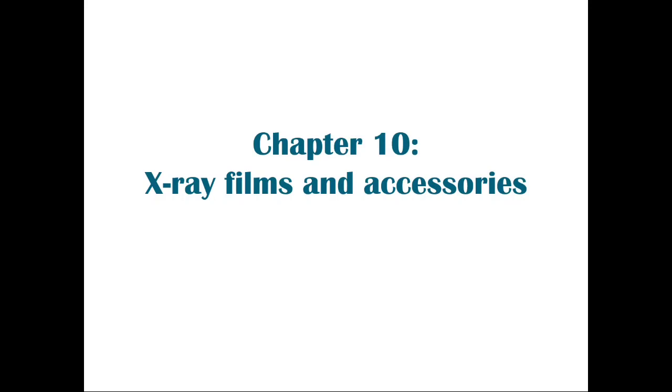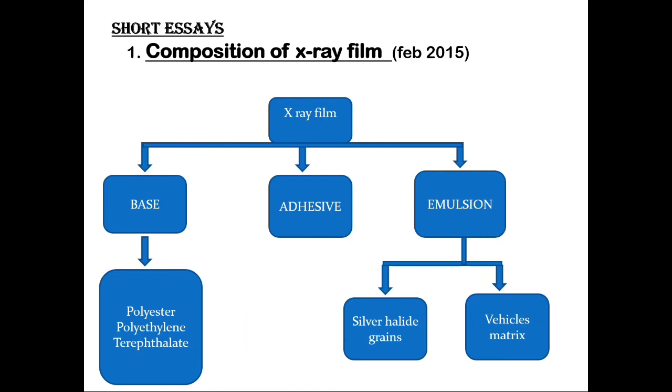So the next chapter is about X-ray films and the accessories. In that you can read from the textbook White and Pharoah itself, wherein the film imaging chapter. In that you have the composition of the X-ray film, which consists of the base, the adhesive, and then the emulsion. The base is formed of polyester polyethylene terephthalate. It helps to support the emulsion itself, and also it provides a degree of flexibility for easy handling of the film.